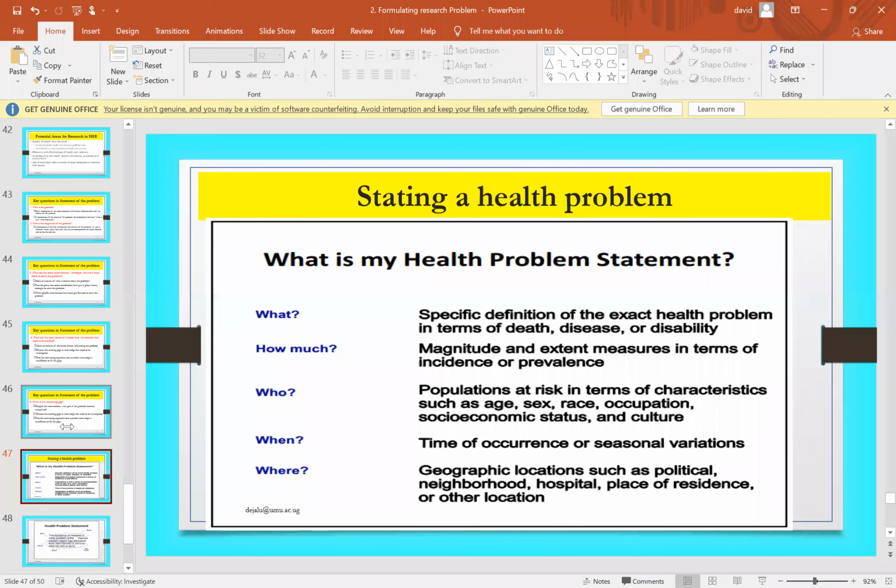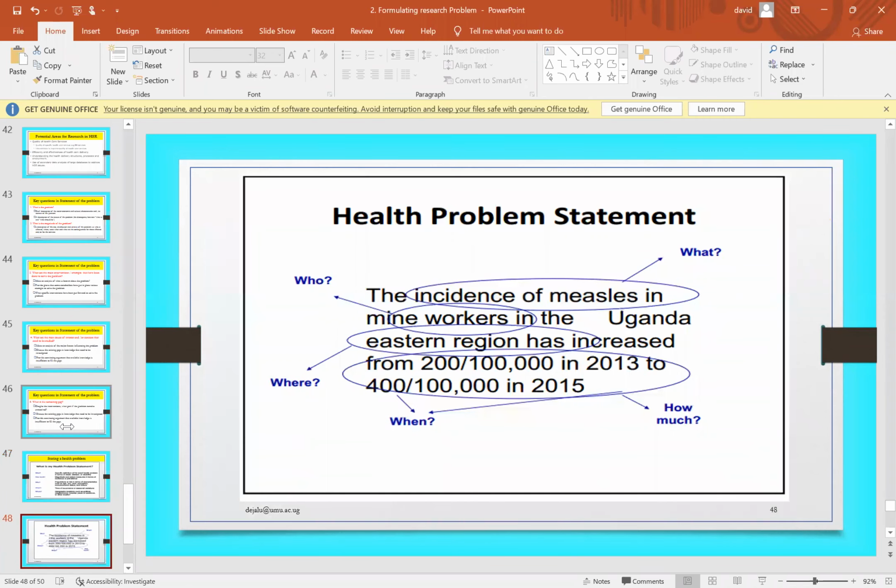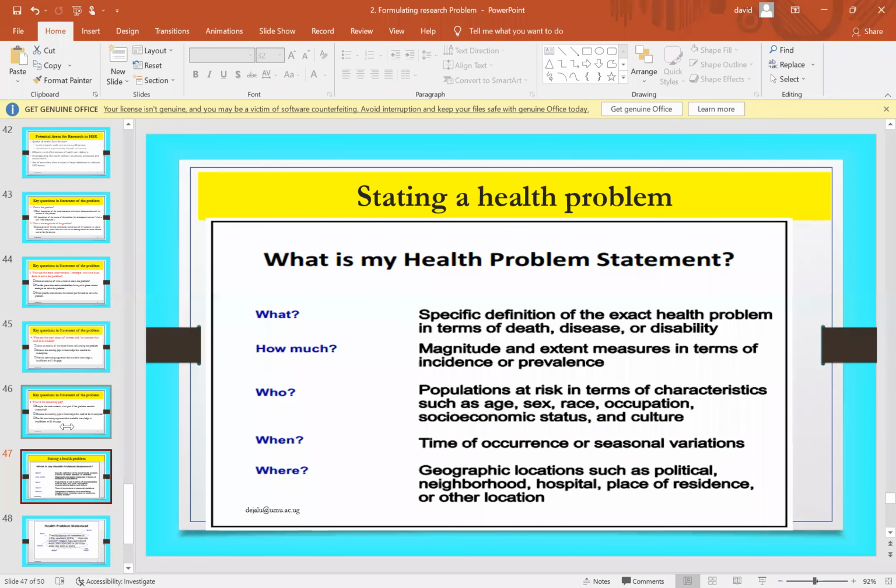Is it a seasonal disease? You know, malaria during the rainy season is a little bit lower, and then it increases during the dry season. And then we have geographic locations. Now, where is the problem concentrated? So, whereas these words are many, we just need a simple statement like this one.